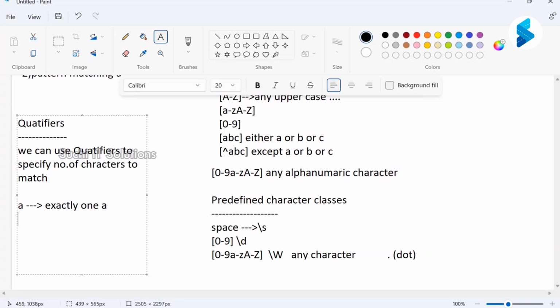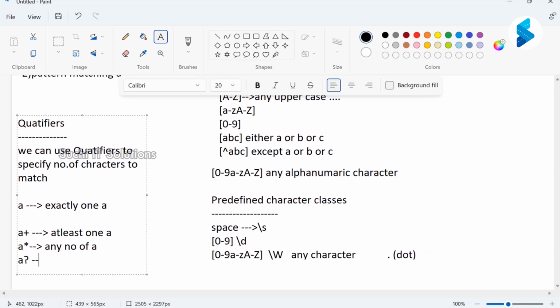Now, one thing: I'm writing a plus. If you use the plus symbol, at least one a should be specified. This is a quantifier. The star means any number of a's. If you use the star symbol, it means any number of a's, and you can apply it to a specific character.